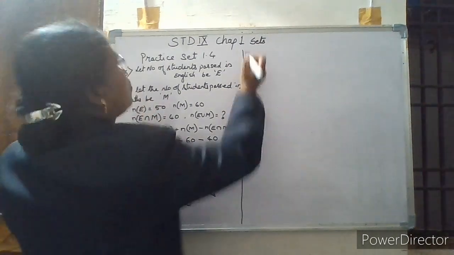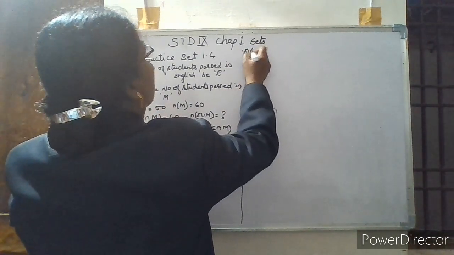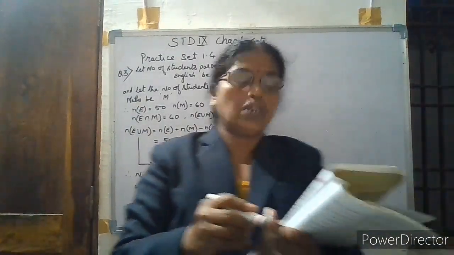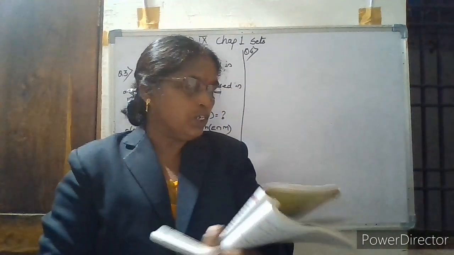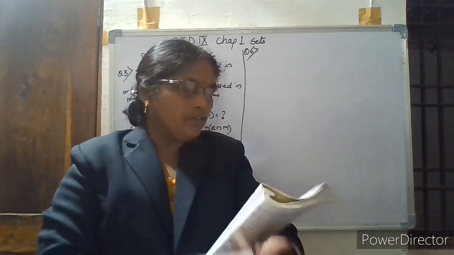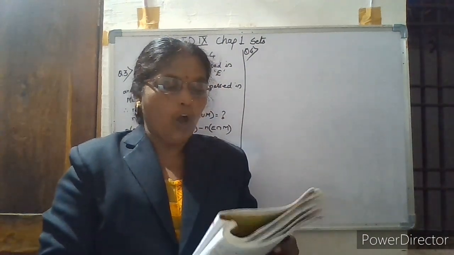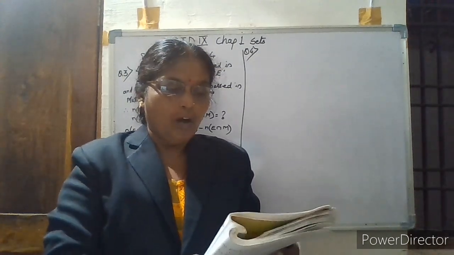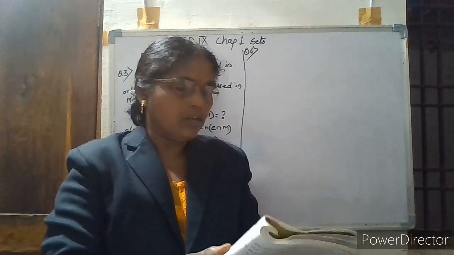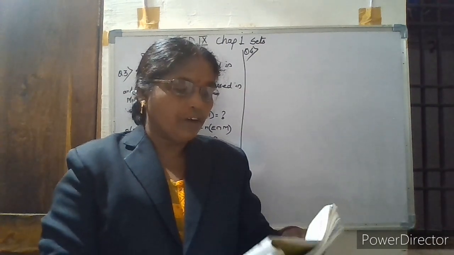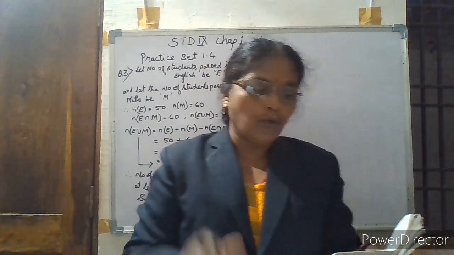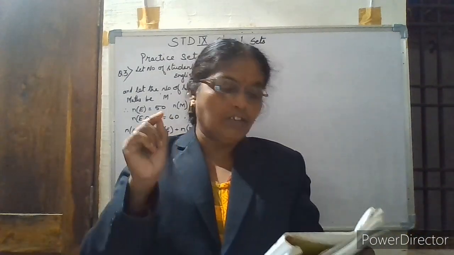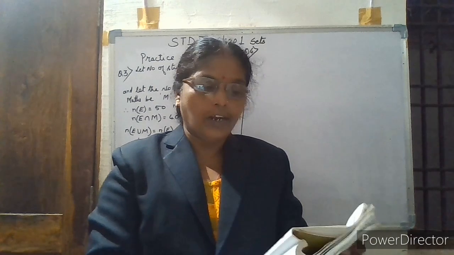Let us go with the fourth question. Question number 4. Here, it's a star mark question. So please listen to the question carefully. A survey was conducted to know the hobby of 220 students of class 9th. That means the total students of 9th class is 220.